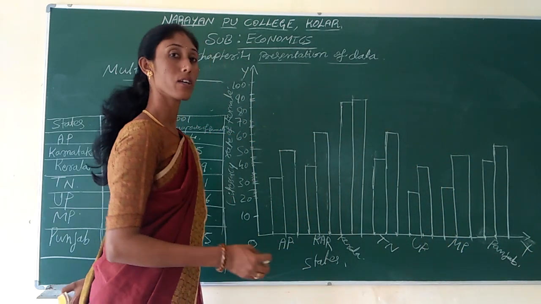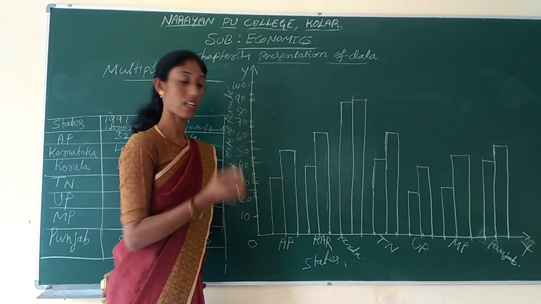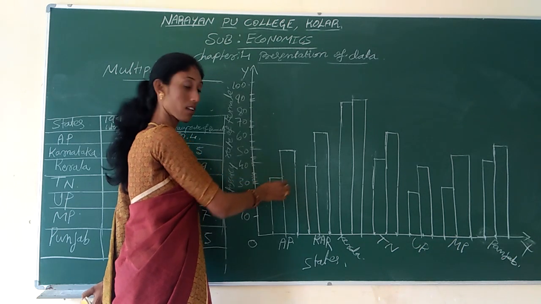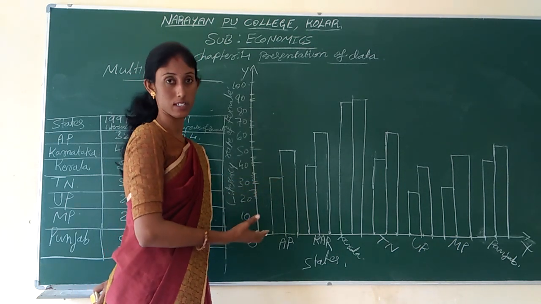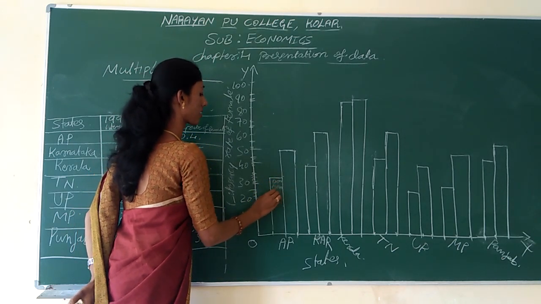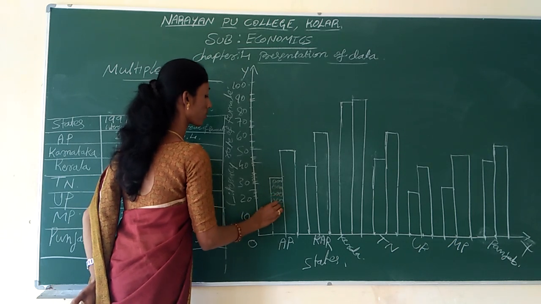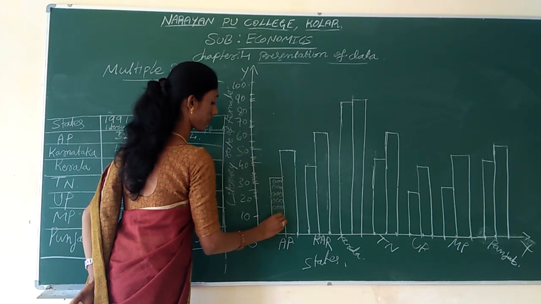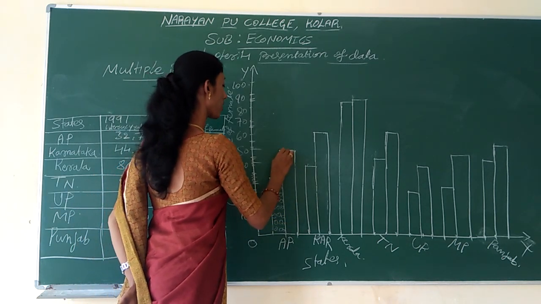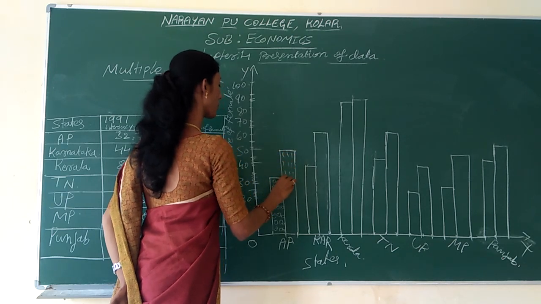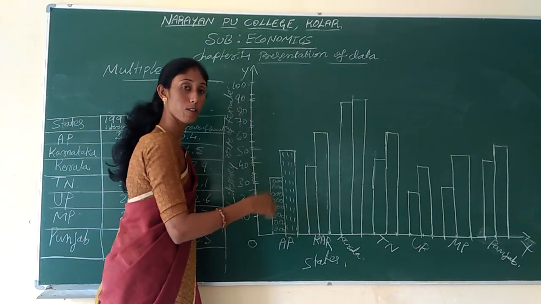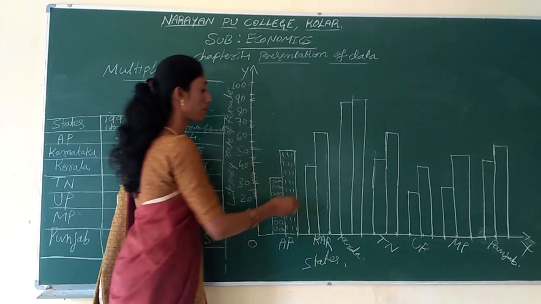And if you want, you can give different shades. The literacy rate of 1991 and the literacy rate of 2001, you can give different shades to represent them. I am going to draw circles in 1991. Here I am going to draw dots. Same shades, I will need to continue with the other bars also.